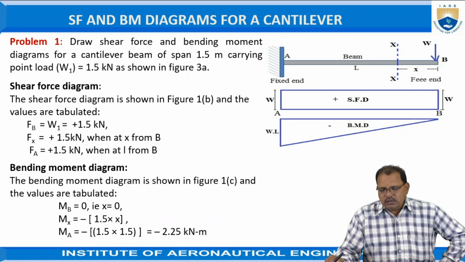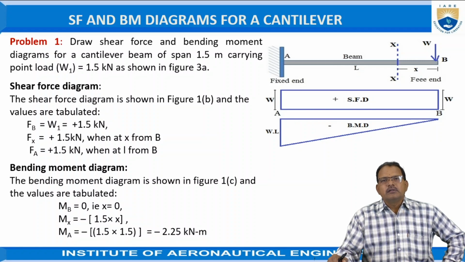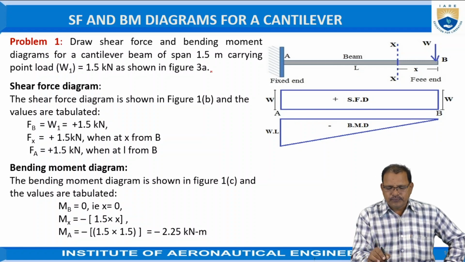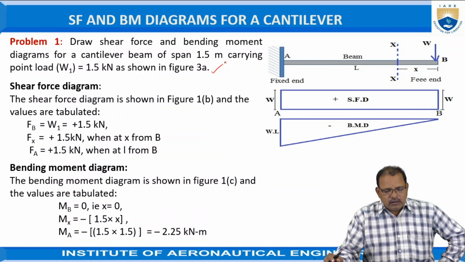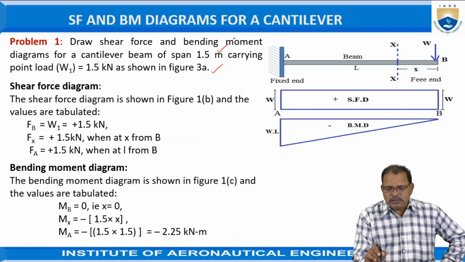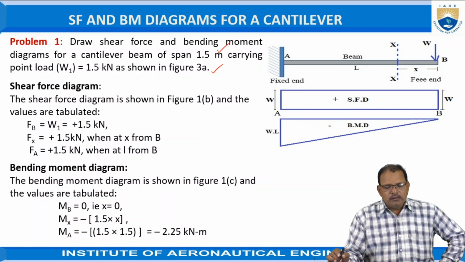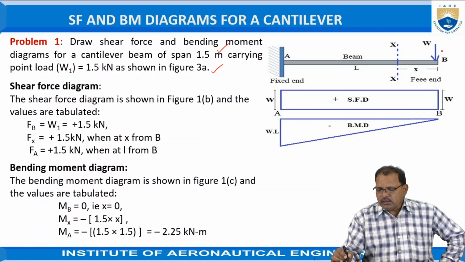Now, based on the point load acting on a cantilever beam, we are taking one problem here. Draw the shear force and bending moment diagrams for a cantilever beam of span 1.5 meters carrying a point load W1 equal to 1.5 kilonewtons, as shown in figure 3A. The given data: the length of the span is 1.5 meters and the point load W1 is 1.5 kilonewtons acting at B, as shown in the figure.